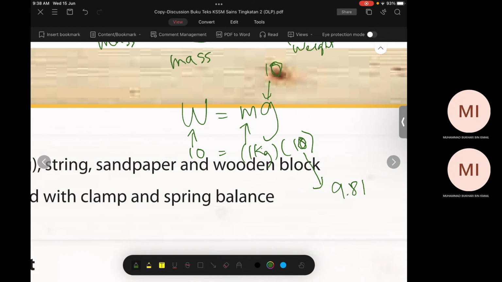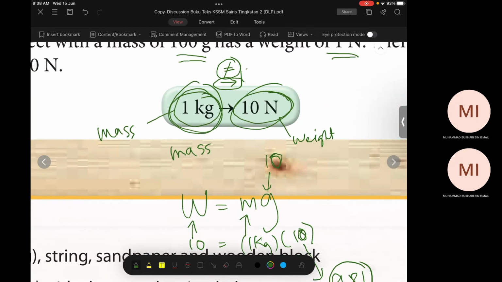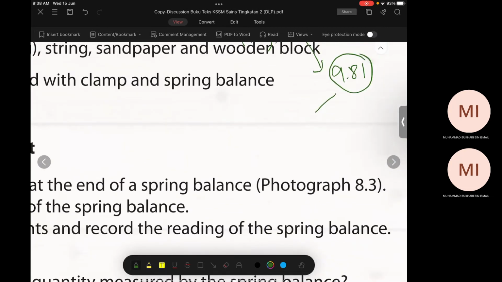Okay, but don't worry about this. This is only for information. I just want to make it clear how you relate 1 kilogram and 10 Newton. But at your level now, we accept this. Yes. SPM we use only 9.81.